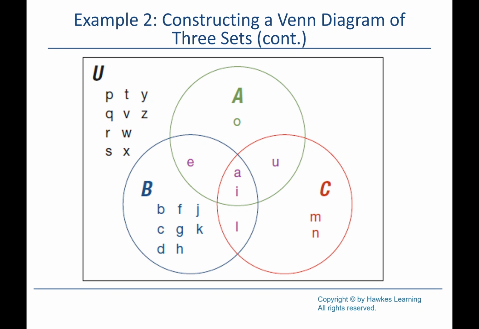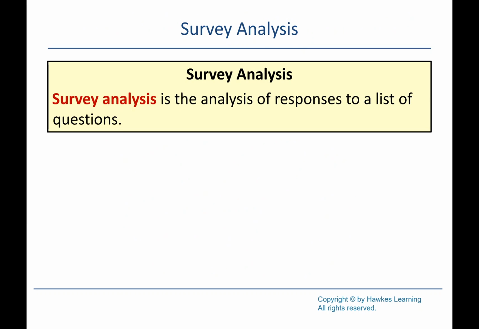All right, so the survey analysis part of this is exactly what it says. It's just where we're analyzing the response to a survey, to a list of questions. And Venn diagrams can be helpful there because if you have different people who answered questions the same way, then you can put those in a set with each other.